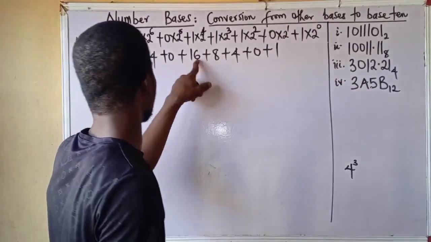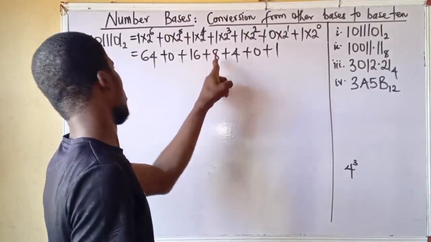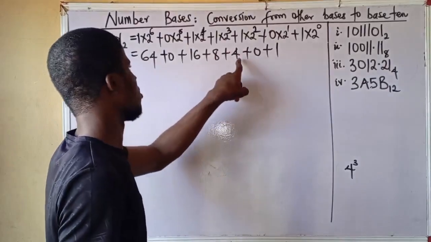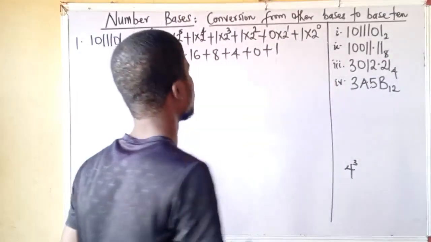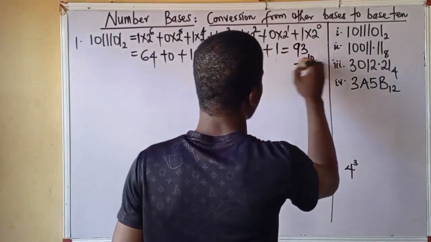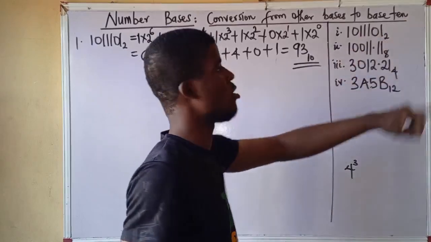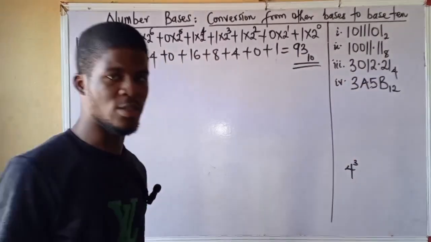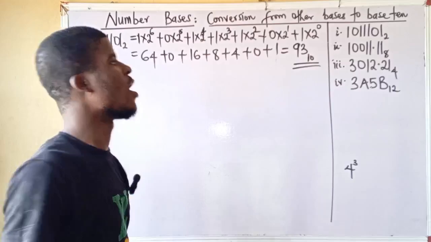64 plus 16 is 80. 88. 92. 93. So everything here is 93 base 10. So 1011101 base 2 is equal to 93 in base 10. Is this easy? Alright, let's take the next one that has a decimal point.